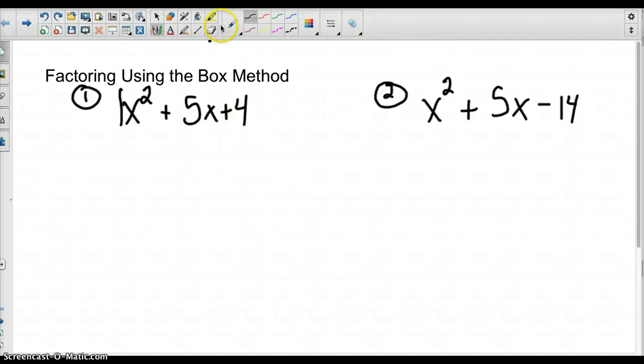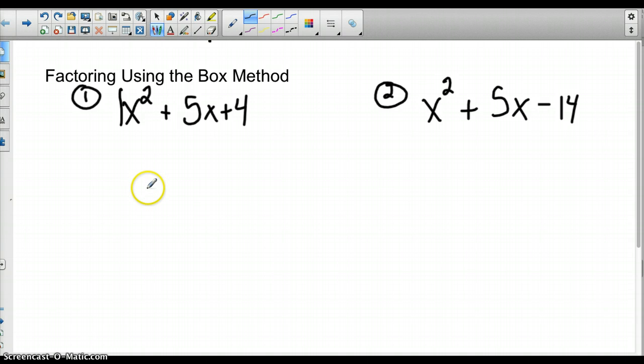Okay, another way to do factoring is to use what we call the box method. And I know that many of you can just figure out how to factor these two, but the box method may come in handy when we start dealing with numbers with the x squared that are not 1. Okay, so the box method is similar to a method you had already been doing.